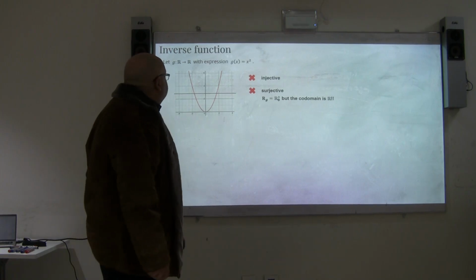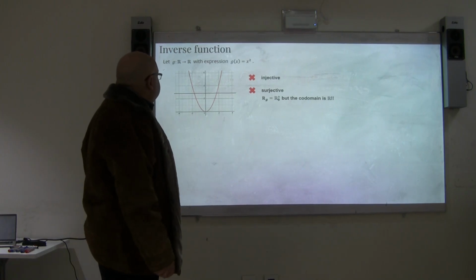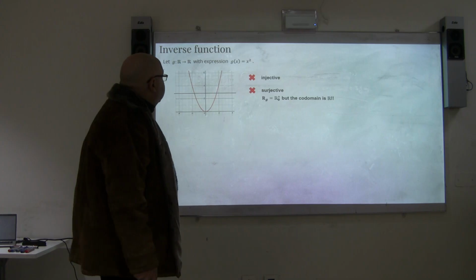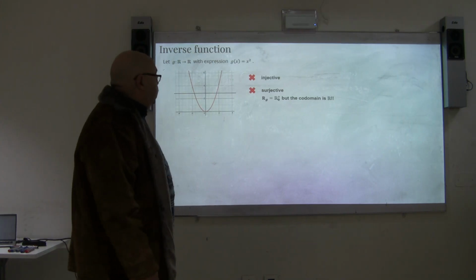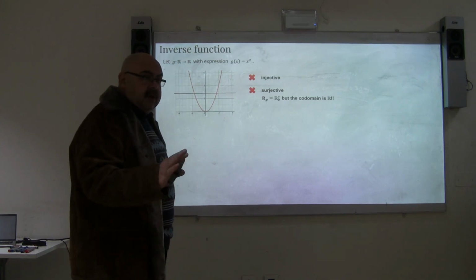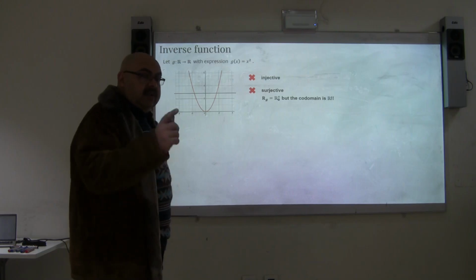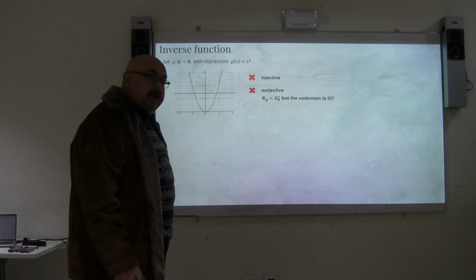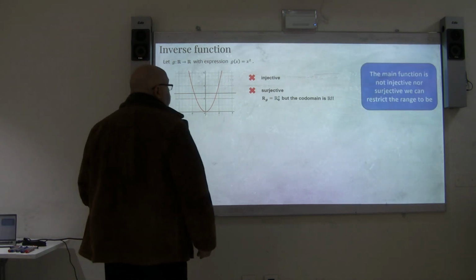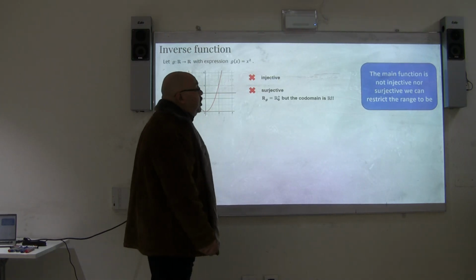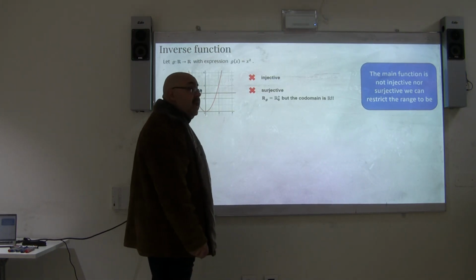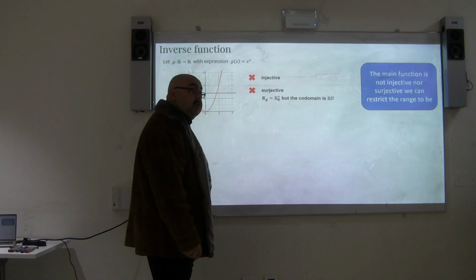Here for this problem, I have g, which is running from R to R, with expression g of x equal to x squared. From the beginning, I can't get the inverse of this function. Why can't I get the inverse of this function? Number one, it's not injective. Yes, you are right. And also, it's not surjective.